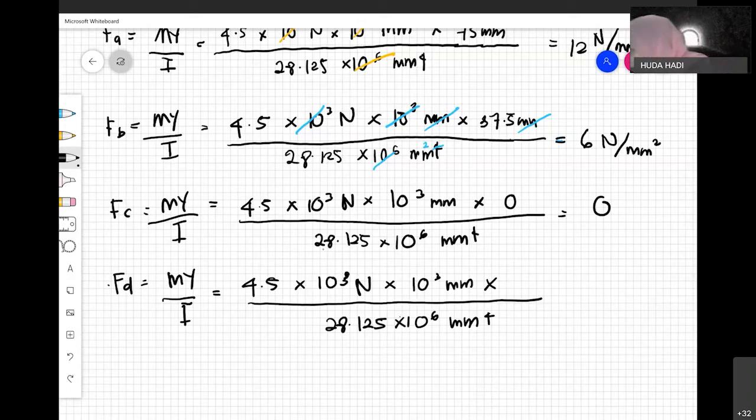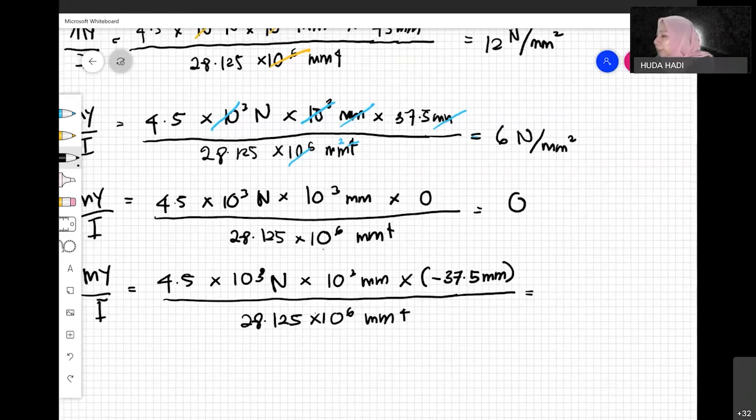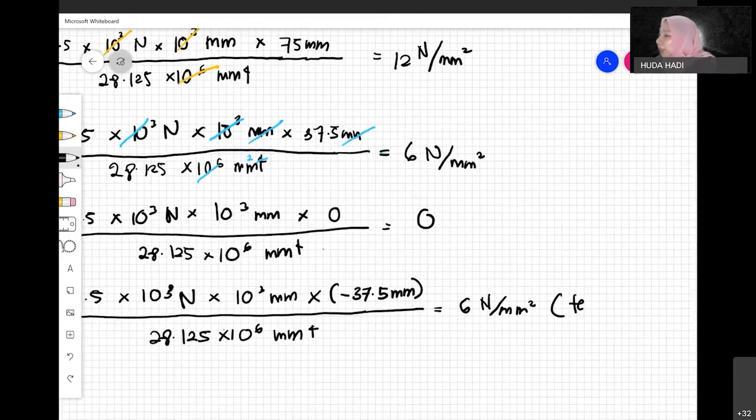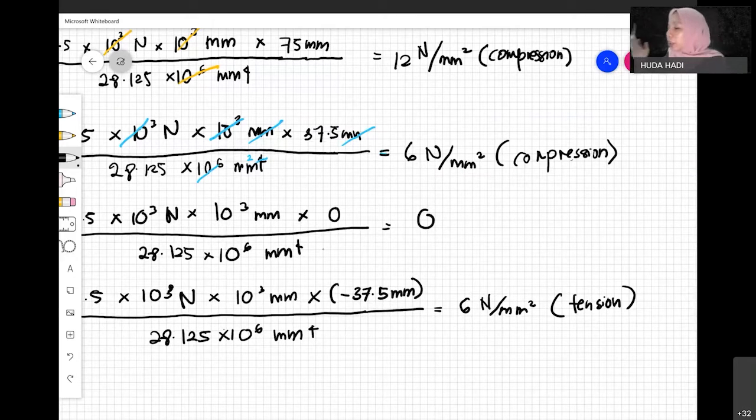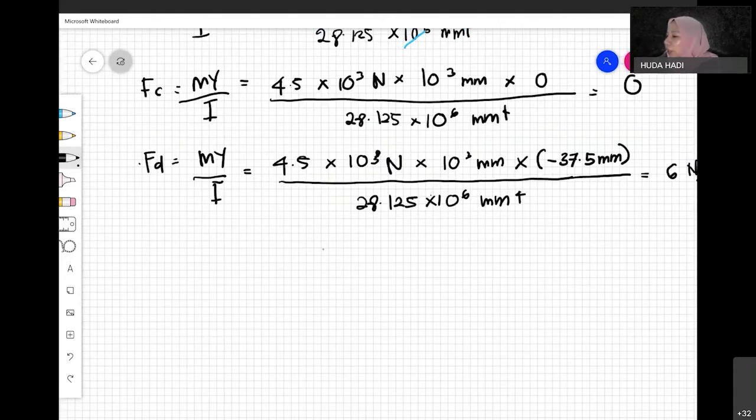So for FD, Angelina, what is the value for Y? Negative 37.5. Okay, betul. Thank you. So you akan dapat value kat sini pun negative. Tapi kita let it be like that. Sebab kita kata the intention: above centroid mesti positive and it is compression. Bila below centroid dia jadi negative, so the tension.